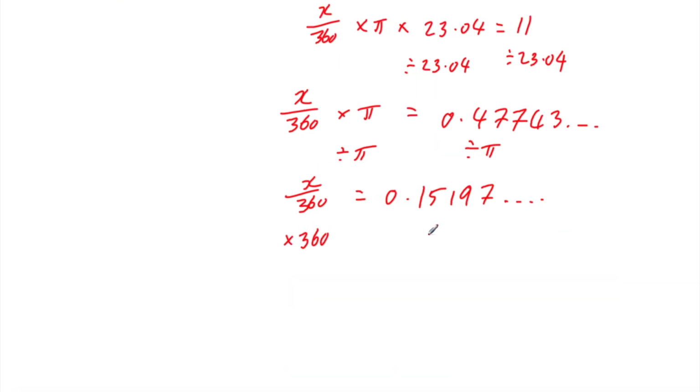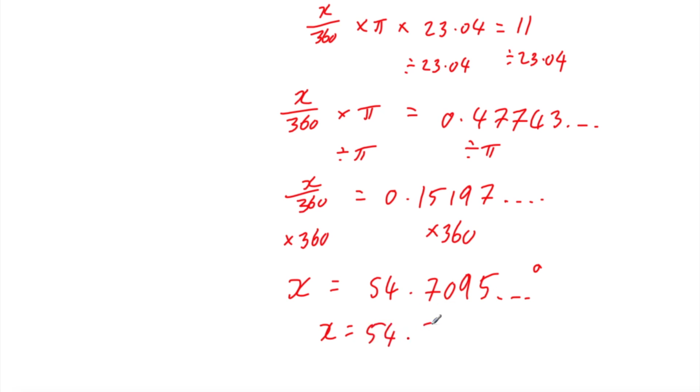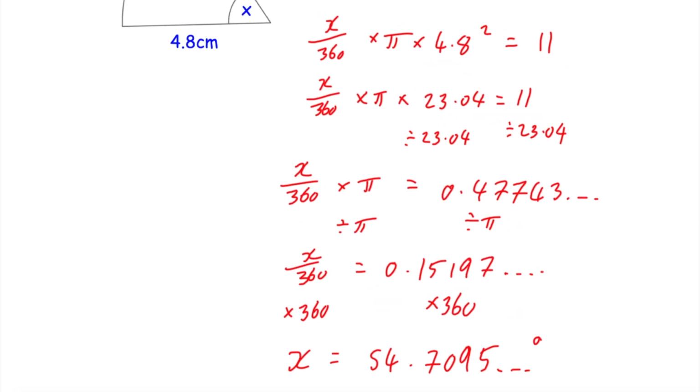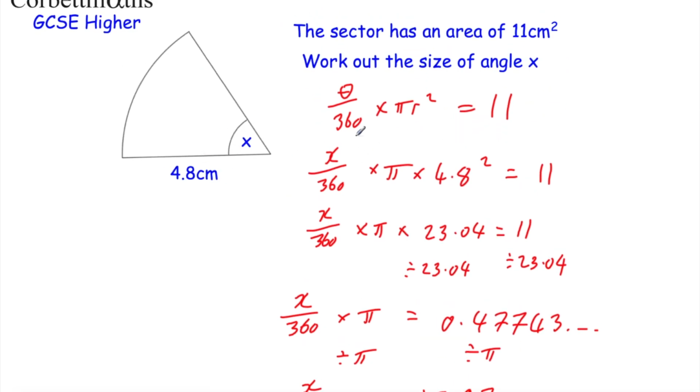Finally, we want to find out what x is, so we're now going to multiply by 360 on both sides. On the left-hand side, we'll just be left with x. On the right-hand side, if we multiply by 360, we get 54.7095, and so on degrees. If you've done this question yourself and you got that, well done, that's fantastic work. Then x will be equal to, if we round that to 2 decimal places, 54.71 degrees. So the angle x here is equal to 54.71 degrees to 2 decimal places. And that's it.